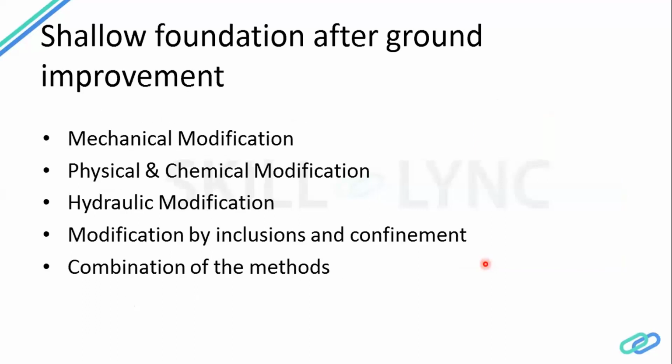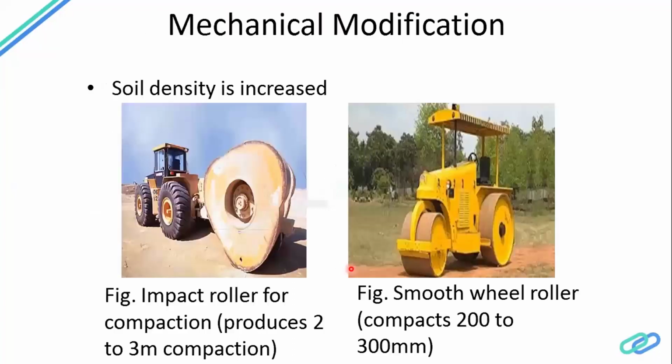Now we will see some ground improvement options available to us. What we see here is the available ground we are modifying to suit our requirements, and then we are going for the shallow foundation. So here the types are, first is mechanical modification, meaning the structure of the soil that is getting modified mechanically. Here some physical and chemical modifications, then hydraulic modification, then there can be modification by providing some inclusions and confinement, or it can be again a combination of the above methods. So these are some methods which we use. Let us go in some detail.